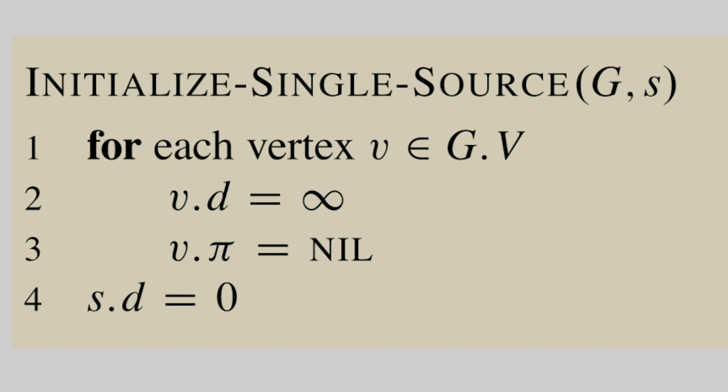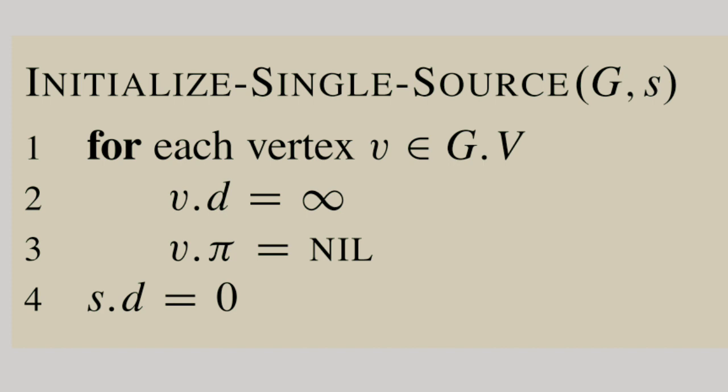First, we have a function named initialize single source with arguments G and S, where G is the graph and S is the source vertex. All this function does is the initialization procedure. There are two values corresponding to each vertex which need to be initialized. One is D. D represents the shortest distance of the vertex from the source. And another parameter is pi, which represents the parent or the predecessor of the vertex. This parameter is used so that we can traverse from the vertex to the source through the shortest path.